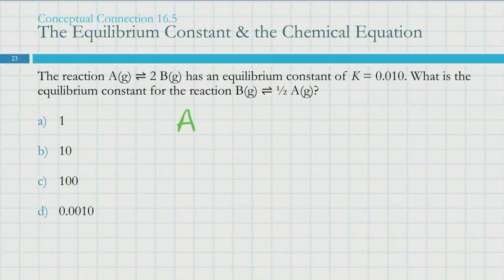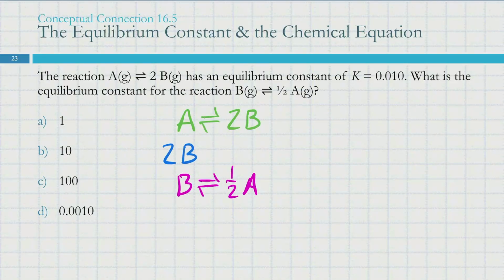All right, so our two steps, we've got A in equilibrium with 2B to start, and we're trying to turn that into B on the left side with 1/2 A on the right side. There's two steps that we'll need to take to do that. One of them is flipping it left and right, so we'll do that first. That's going to be our intermediate step.